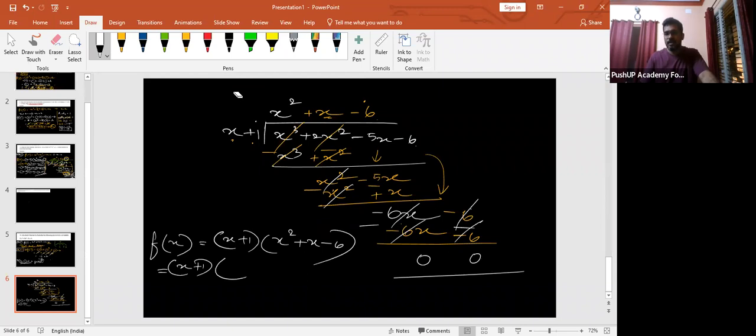Now, x plus 1 into x square plus x minus x. Again, this is a quadratic expression. This has to be further factorized. Now, this can be done in the middle term split method. How? By splitting the middle value x into two parts.